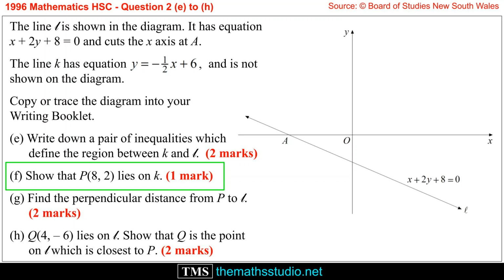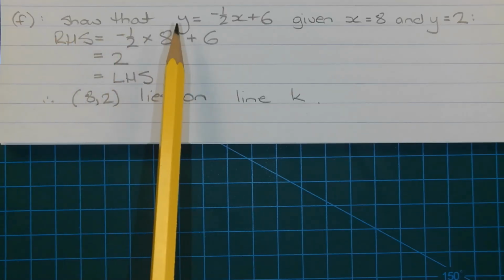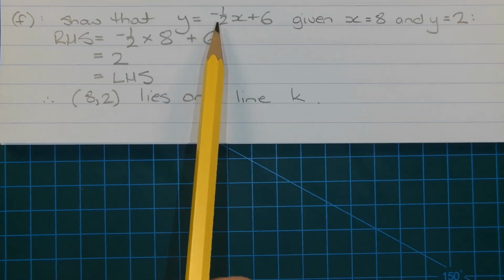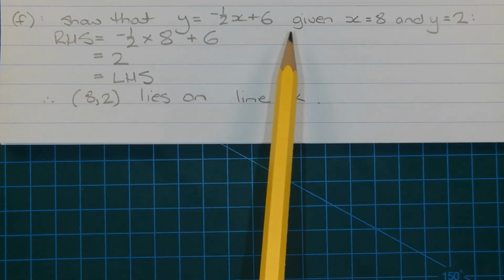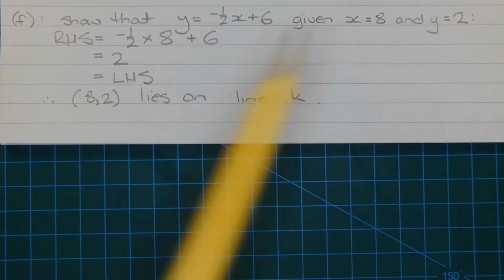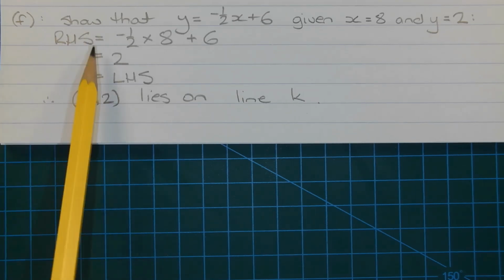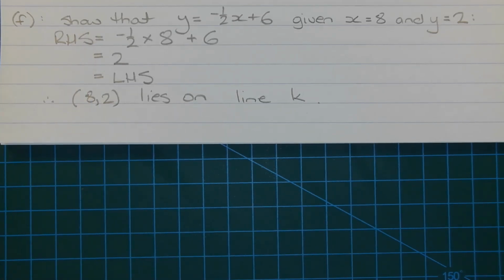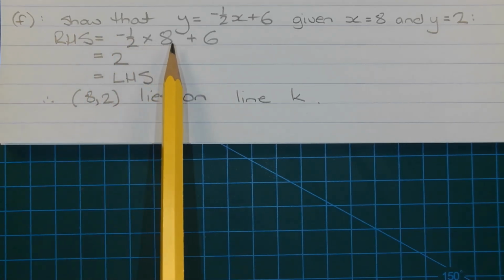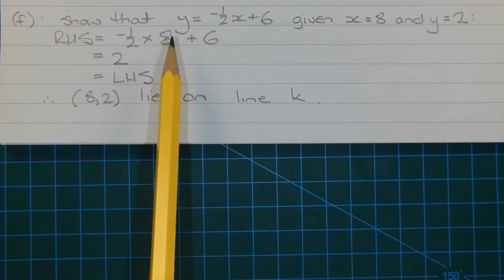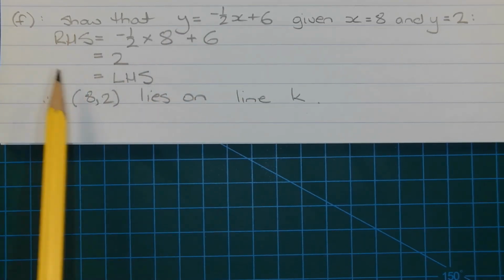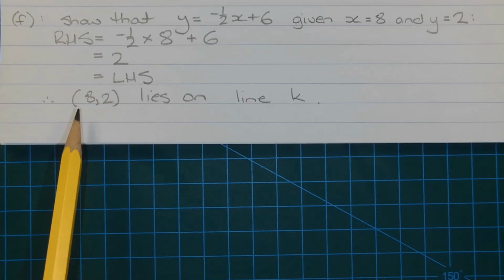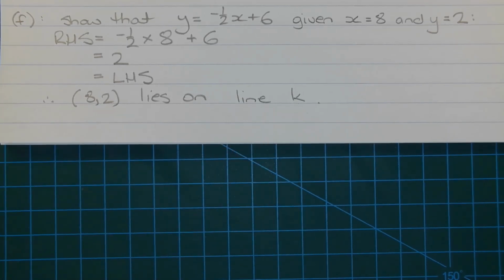Part F. Show that P (8, 2) lies on K. We want to show that the equation y equals negative half times x plus 6 is true, given that x equals 8 and y equals 2. Now from the right-hand side, substituting x equals 8, we get negative half times 8 plus 6, which equals 2, and y equals 2. So right-hand side is equal to left-hand side, therefore (8, 2) lies on line K.